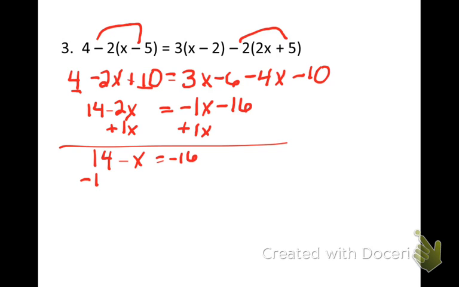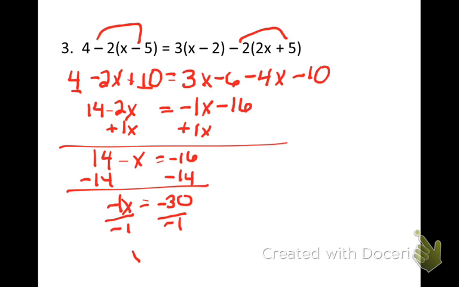So I would then subtract 14 from each side. And I get negative x equals negative 30. Now I'm not done because I don't want negative x. Remember, it's like having a negative 1 there. So I'm going to divide both sides by negative 1 to get x equals positive 30. So those are the steps that you go through there. I think that is our last slide. Yes, it is.